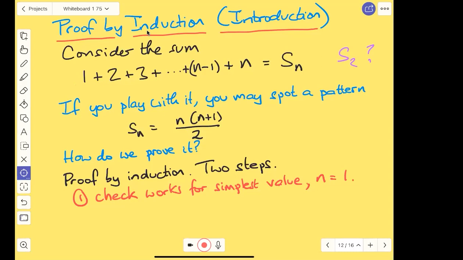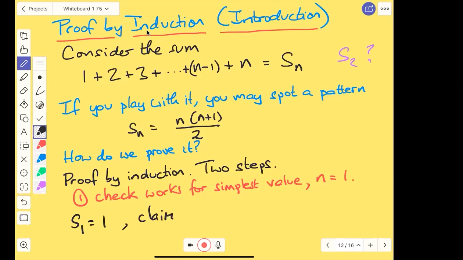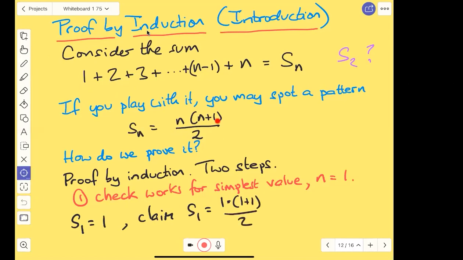So we start off with something which I think seems very sensible. We are going to just check it works for the simplest value. So S1 is 1, because we just add this, that's it, 1. We stop there. And our pattern that we've seen, our claim, is that S1 is 1 times 1 plus 1 over 2. So I'm just using this definition here. 1 times 1 plus 1 over 2. 1 plus 1 is 2. 2 over 2 cancels. So we're left with 1.